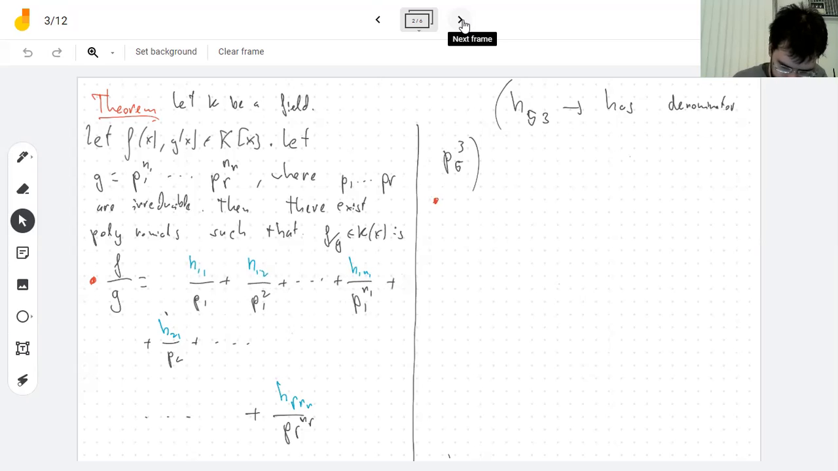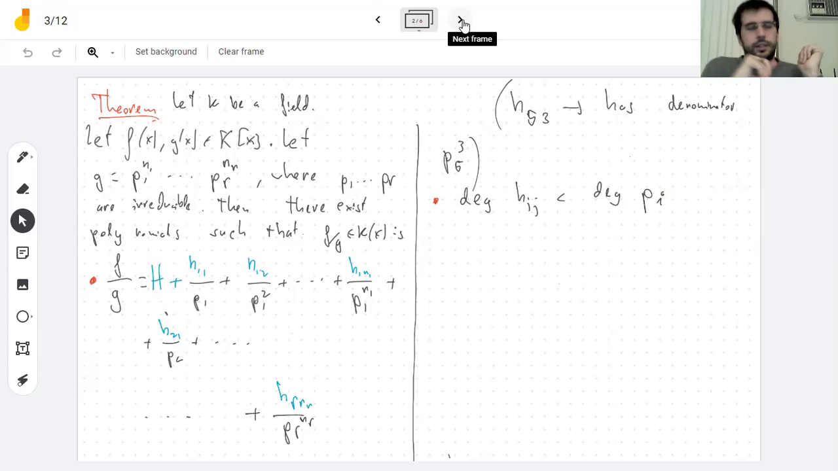What letter do I use? H, capital H. So there's one that just has the denominator 1. And the degree of H_ij is smaller than the degree of P_i. So that's, well, that's the theorem. That's what partial fractions say.